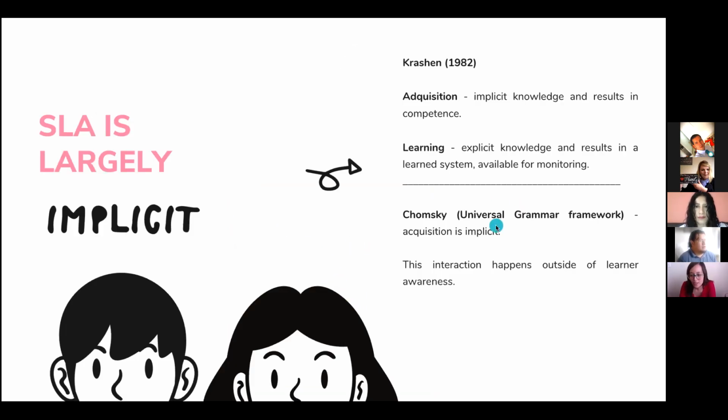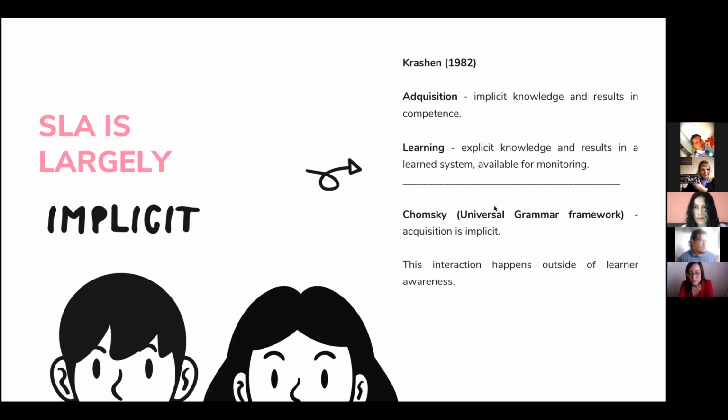Okay, so the book also states that second language acquisition is largely implicit, and that is because it follows Krashen's hypothesis, which is learning versus acquisition. So here we have acquisition as implicit knowledge. It results in competence, because the idea is that acquisition can lead to communicative competence. In other words, the language has to be spontaneous, it has to be free, it has to be fluent, as opposed to learning, which is more explicit knowledge and results in a learned system that is available for monitoring. So here we're only monitoring accuracy rather than fluency.